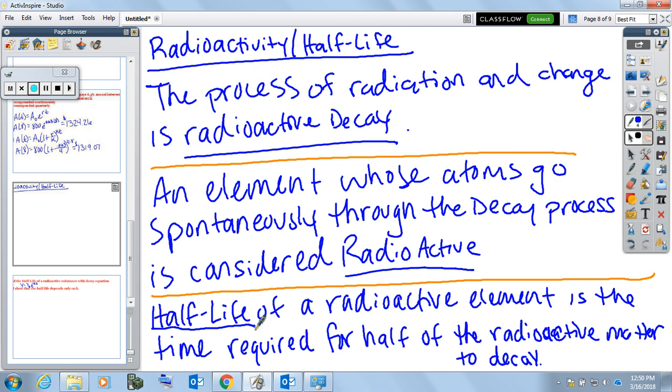When an atom emits some mass as radiation, the remainder of the atom reforms to make an atom of some new type of element, right? When it goes through this radiation and this change, we know it as radioactive decay. So the process of an element going through the radiation and the change is known as radioactive decay. Then we classify an element as radioactive when its atoms go spontaneously through the decay process.